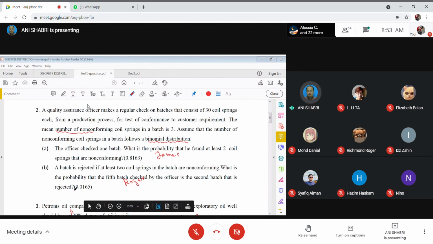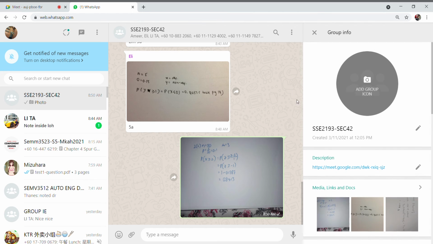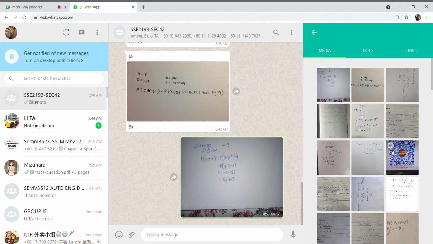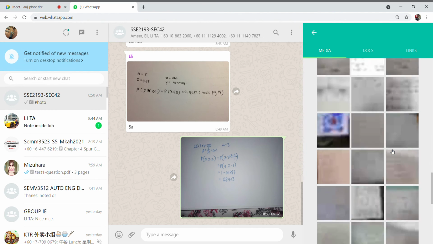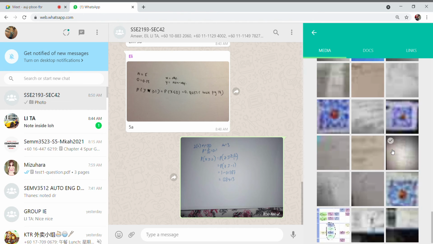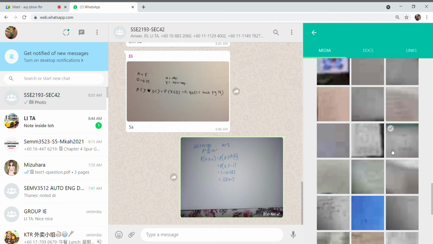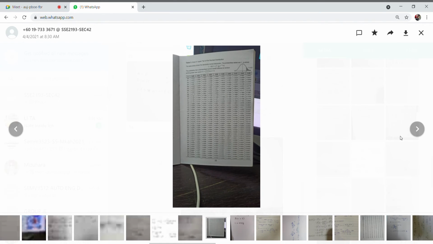Okay, for this one you must use P. If you see this from the question, we can get P is 0.1. For number B, the P is based on this question. It is the same as question number A.